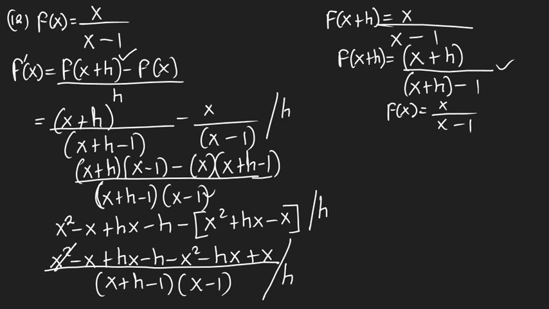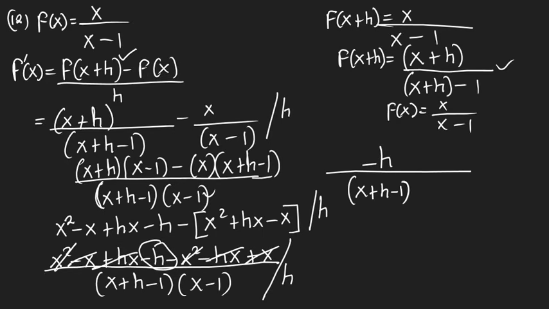Notice that this and that will cancel. Then this negative x and that positive x will cancel. What else can cancel? This plus h and that can cancel. Going to remain with the negative h. So negative h over, then we are going to have x plus h minus 1, then x minus 1.